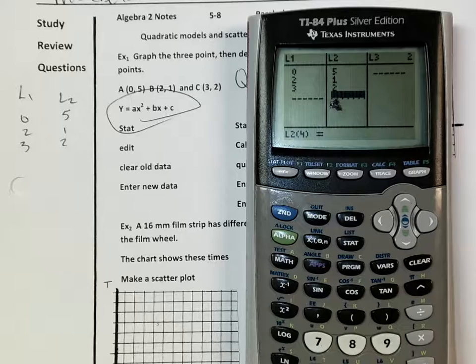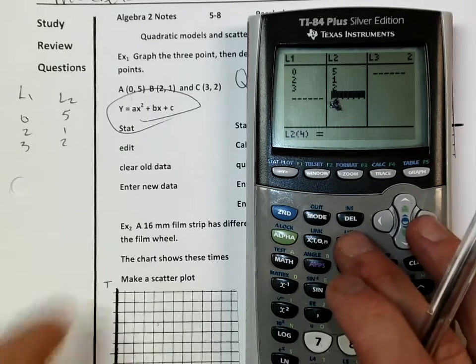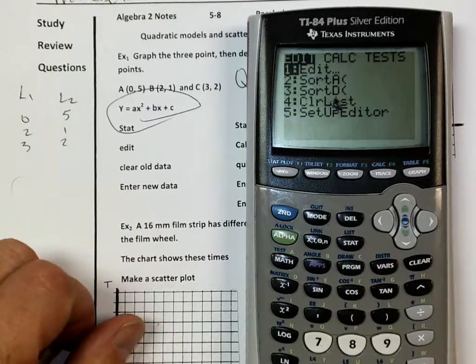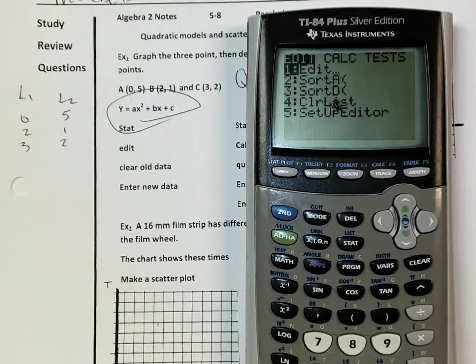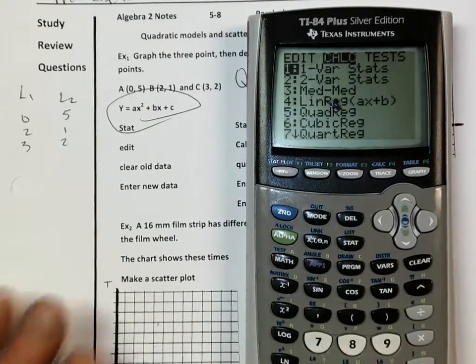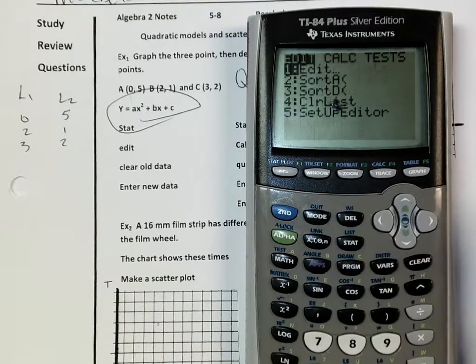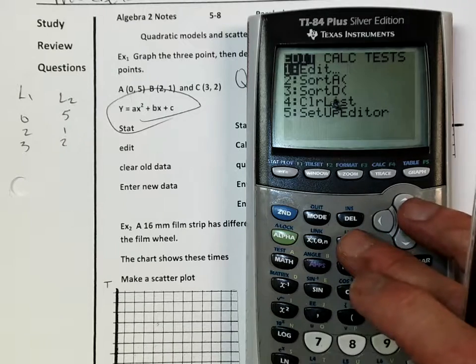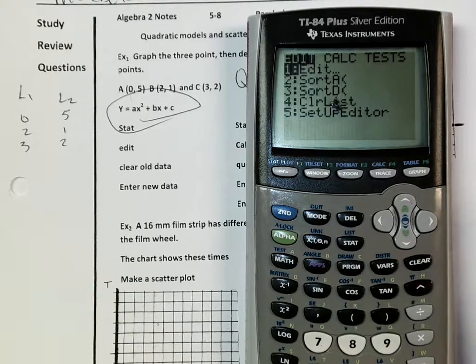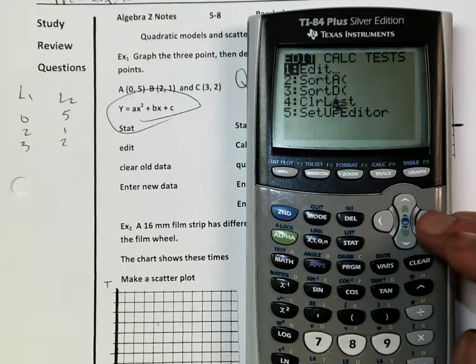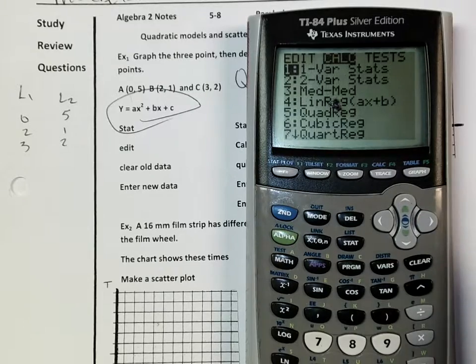Does that make sense? So now, go back to stat. Okay. And this time we need to calculate an answer. So go to calculate. We're going to calculate an answer. What are we looking for? A quadratic, right? One more time. Yep. Go to stat. Quadratic regular. Good. So go over arrow.